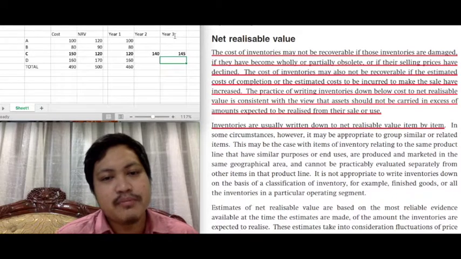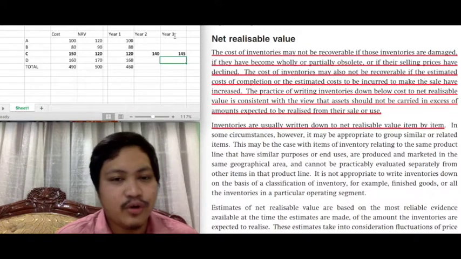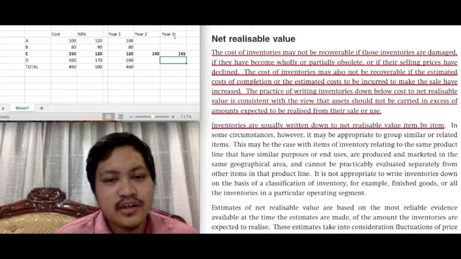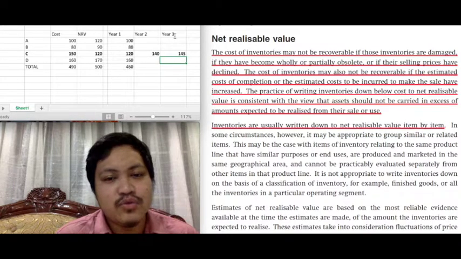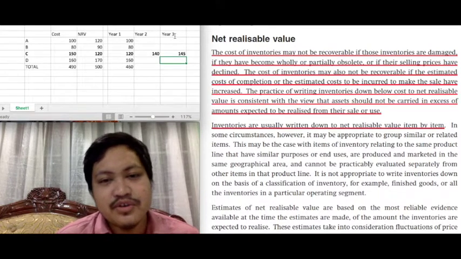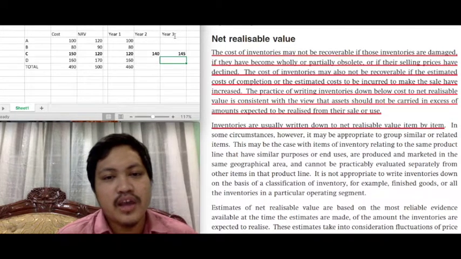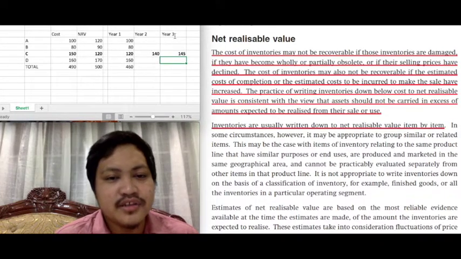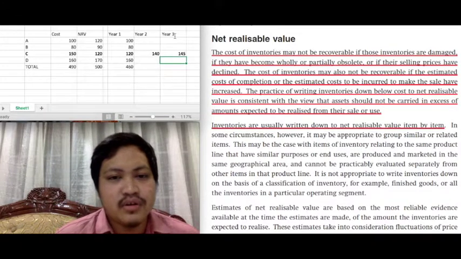But the problem is, before the adjustments for the third year, the inventory product C was reported at 140. But at what amount should it be reported? It should be reported at 145. So what are we going to do? From 140, we have to increase it to 145. So you increase your inventory, and again, you attribute the increase in the asset to your gain on reversal. Because again, it's just as if we are just reversing the previously recognized loss on inventory write-down.